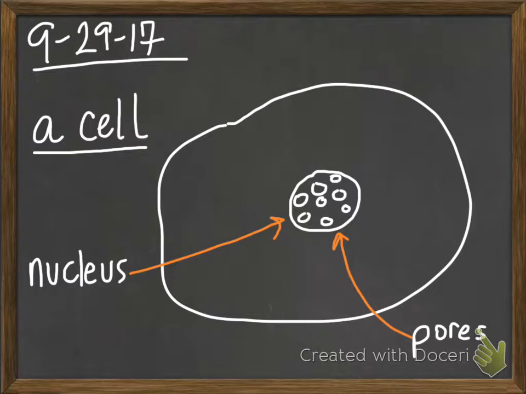What does it have that a bacterial cell doesn't? What do you think, Annalise? Oh, it's got a nucleus, and I heard somebody over here say nucleus as well. So this has got a nucleus. It also does not have a what around it? Cell wall. Okay. So you know what kind of cell this is? Eukaryote.